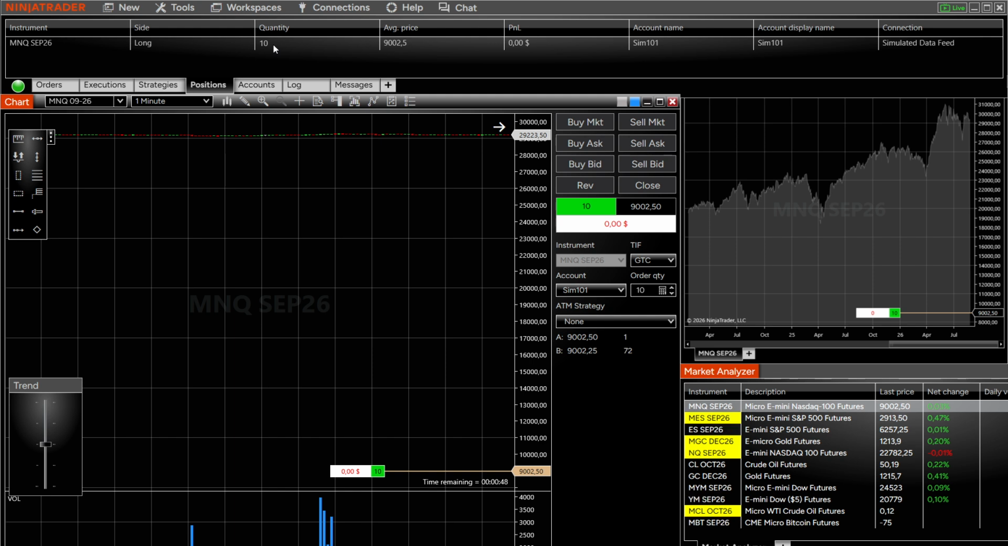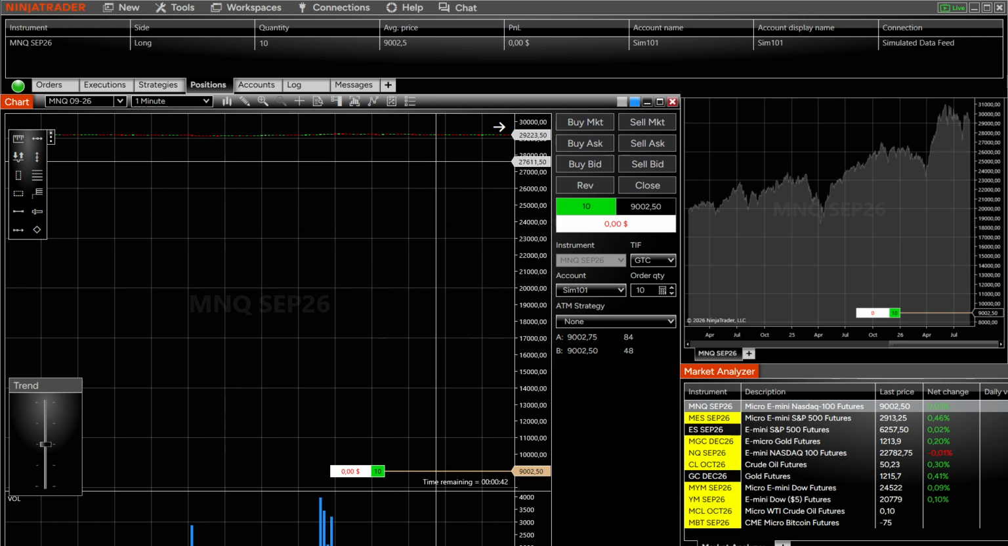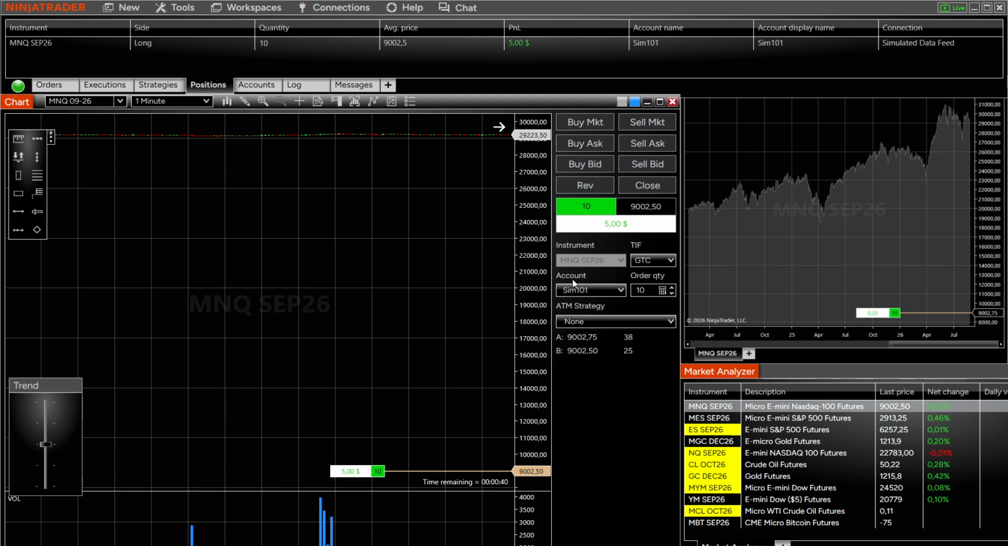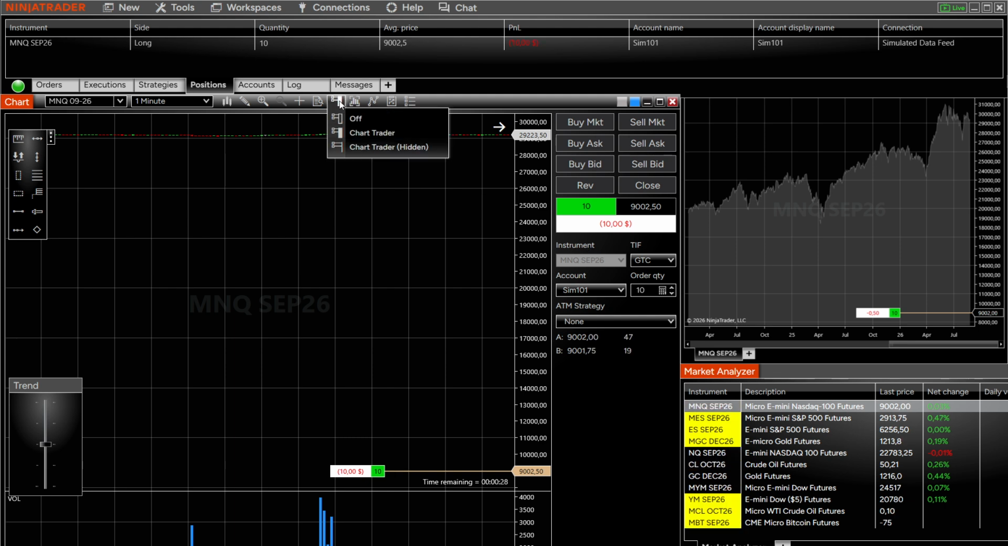Now, if I wanted to take partials or partial profit, which is essentially the same thing, what you have to do is simply select how much you want to take partials in. So let's say I have 10 in quantity, but I want to take partial profit and I want to go ahead and sell 5 of these. So I'm going to go here to my chart trader, of course. You can enable this, by the way, by clicking up top and clicking chart trader.